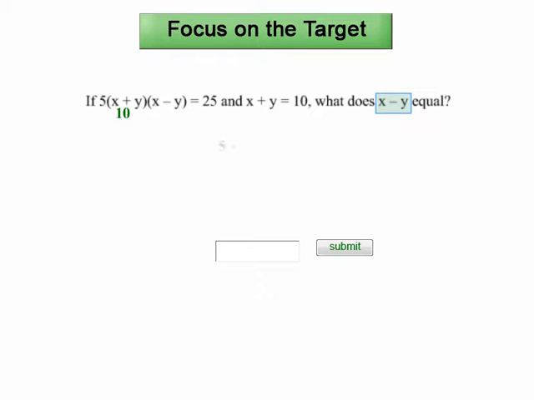That gives me then the equation that 5 times 10 times x minus y equals 25. Well, 5 times 10 is 50. And if I divide both sides by 50, I get x minus y equals 25/50ths, or 1/2. Focus on your target. It's crucial for problems like this.